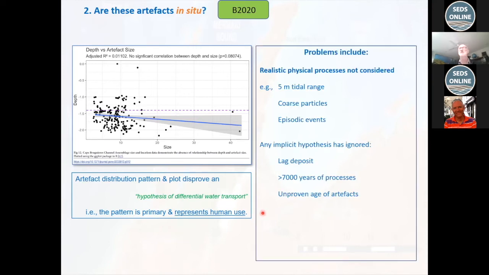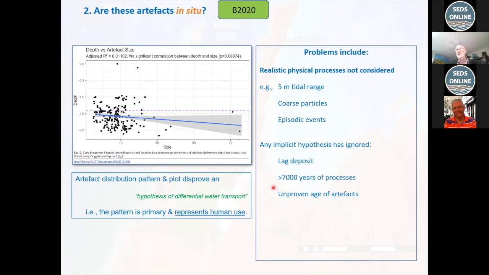Of course, there's loads of problems with that, which I'm sure you can realize from what I've told you already: the tidal range, the fact we're dealing with very coarse particles, the fact that we haven't looked at episodic events, so we haven't really considered realistic physical processes. And any implicit hypothesis that they had has ignored the prospect of the artifacts essentially being a lag deposit.